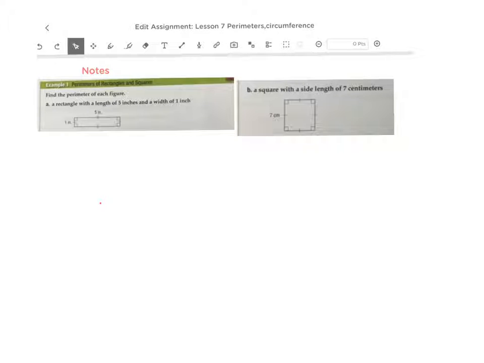Find perimeter of a rectangle. You understand what perimeter means. Perimeter means add up all the sides.